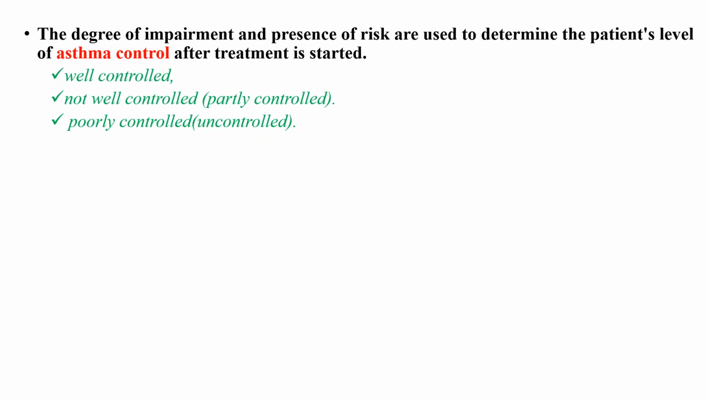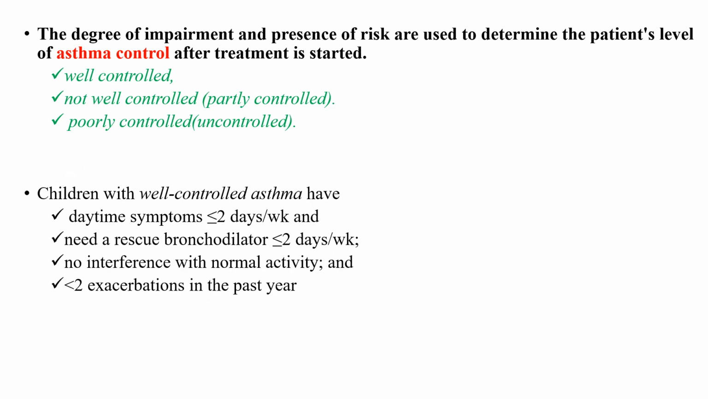The degree of impairment and the presence of risk are used to determine the patient's level of asthma control after treatment is started. We classify asthma control into well-controlled, not well-controlled or partially controlled, and poorly controlled. Children with well-controlled asthma have daytime symptoms less than or equal to 2 times per week and need a rescue bronchodilator less than or equal to 2 times per week, with no interference with normal activity and less than 2 exacerbations in the past year.